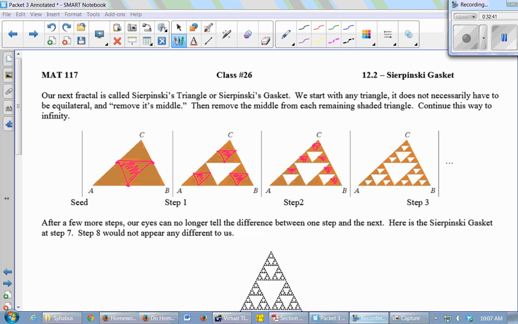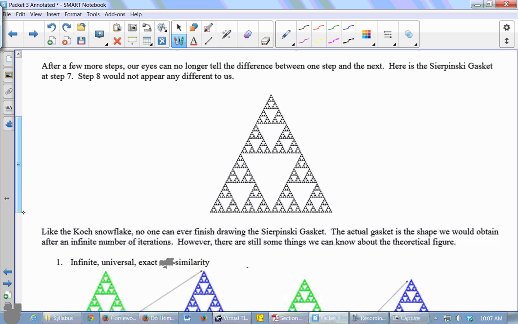So after a few more steps, our eyes can no longer tell the difference between one step and the next. This is the Sierpinski gasket at step 7. Step 8 would appear no different to us because the amount that you're taking out is so small that, you know, it maybe just gets down to a couple of pixels and our eyes can't tell that something's been removed.